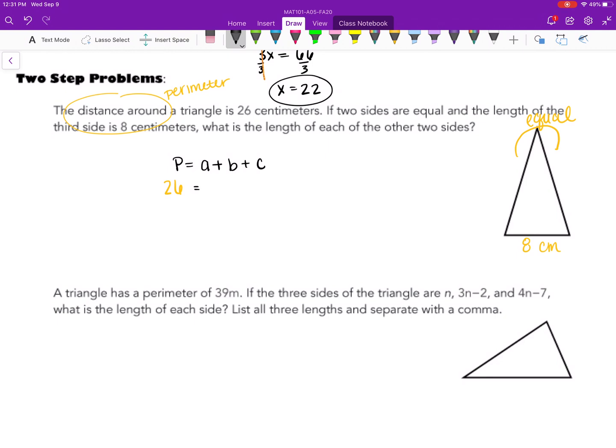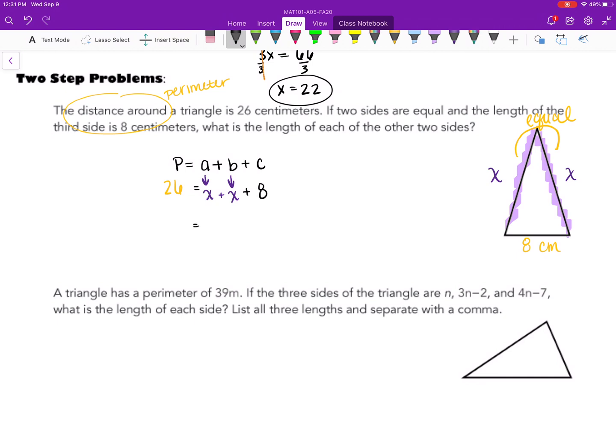Well, here, my two sides, because they're the same, I can call both of those x. Because they're the same length, those two sides are going to be x. And then, of course, I have 8 centimeters. So for a and for b, those are both x. And then the last side is 8 centimeters.